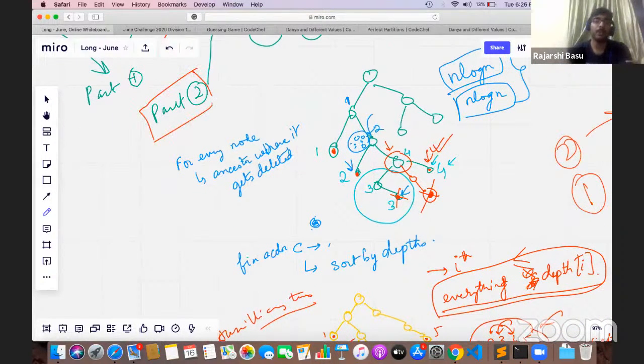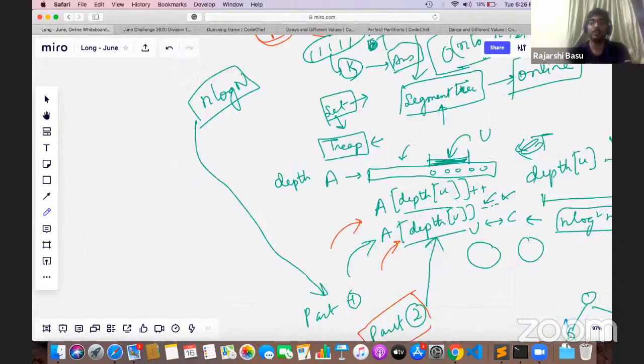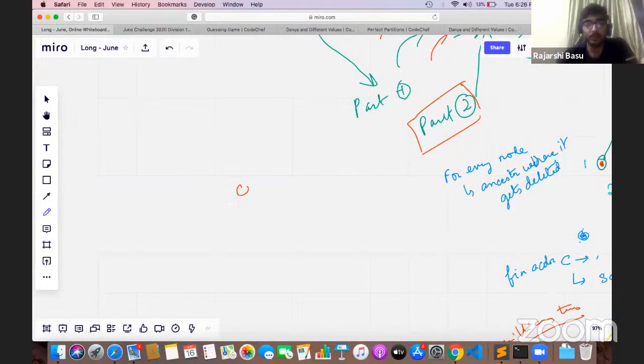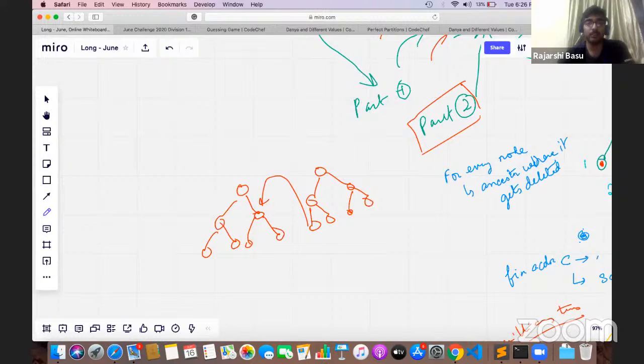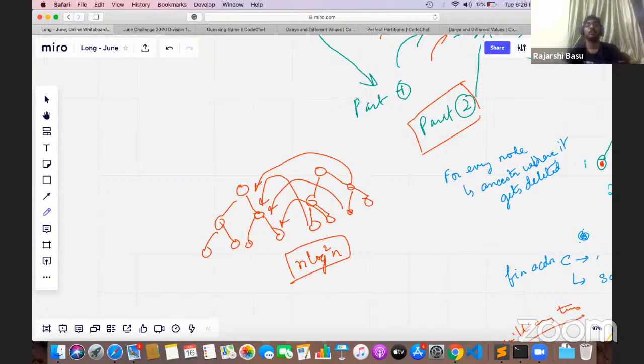How about part 1? How can we merge two segment trees very fast? Note that in small to large, you have a segment tree, you iterate over the values of the other segment tree, and you put the elements here one by one. This takes n log square n time because segment tree insertion is n log square n.